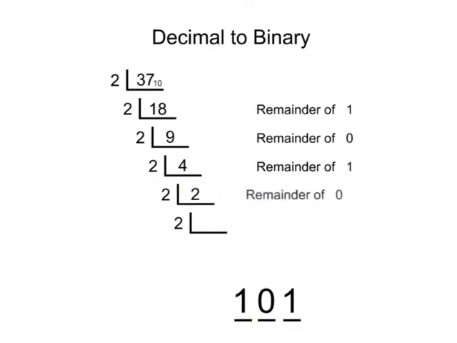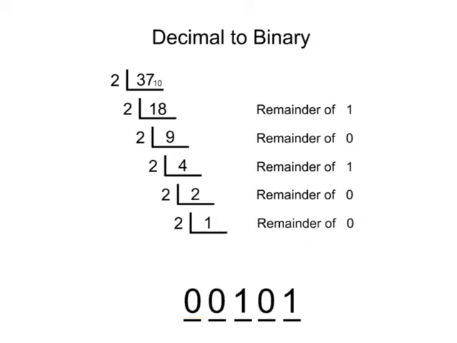Applying this divide by 2 process to each new calculated quotient derives the remainders that become the zeros or ones used to create the binary string. Continuing until the quotient is 0 and can no longer be divided by 2 completes the conversion process, and you have your binary number.